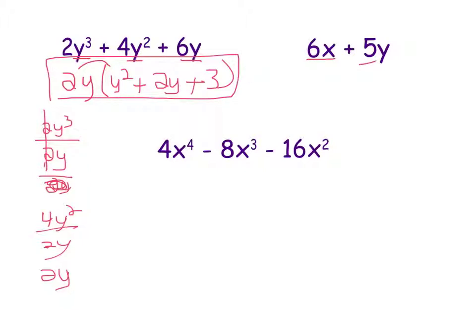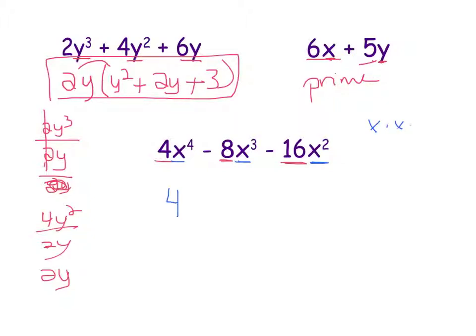Alright, first I'm going to look at my numbers for this second example, 6 and 5. They do not have a number besides 1 that can go into both of them. X and Y don't have anything in common either, so we would say that this is prime because we can't factor it. And then the last one, 4, 8, and 16. The greatest number that goes into all of them is 4. X to the fourth, x to the third, x squared. The greatest that goes into each of them is x squared.